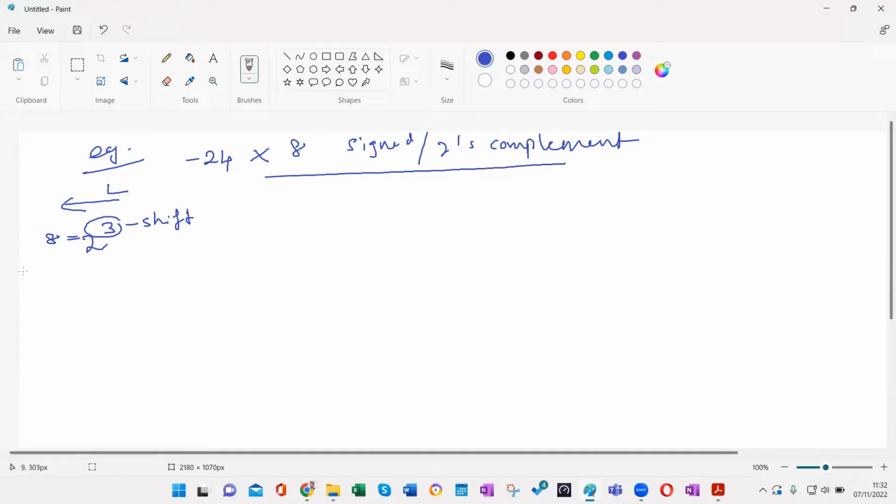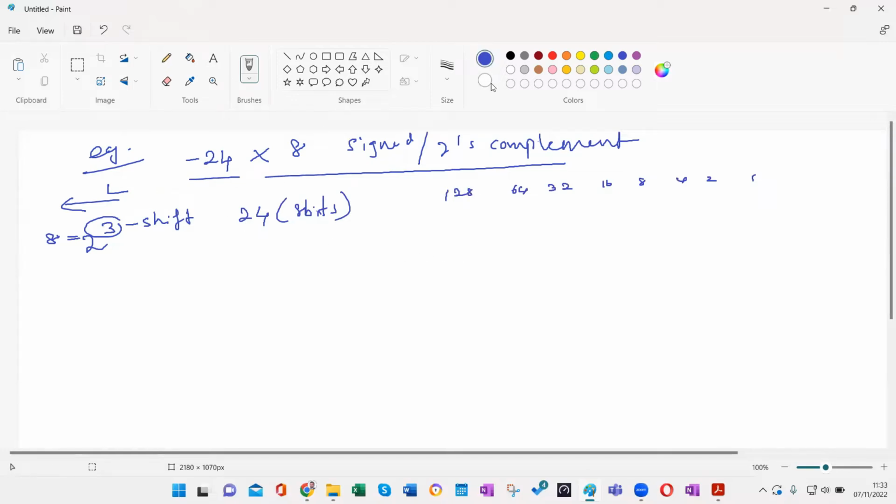First of all, we need to convert minus 24 to 2's complement. What is the first step? We have to represent 24 in 8 bits. Forget about the minus. Represent 24 in 8 bits. And how do you do that? 1, 2, 4, 8, 16, 32, 64, 128. I will give you time. You also must do it. After this, I will give you 2 minutes to do it.